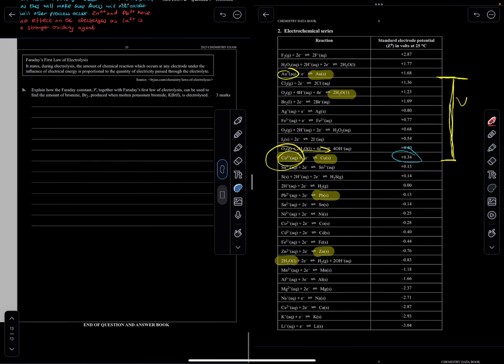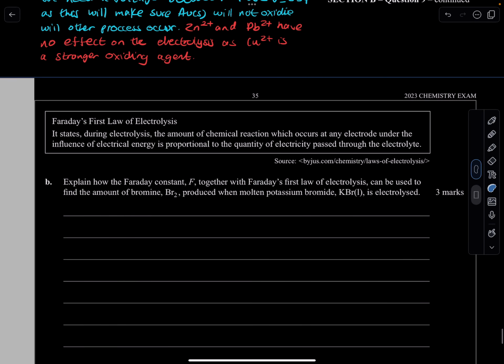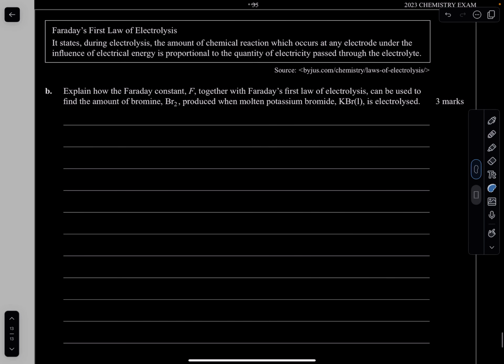Last question. Oh my god, 3 marks. Okay, let's just smash through this question. Faraday's first law of electrolysis states that during electrolysis, the amount of chemical reaction which occurs at any electrode under the influence of electrical energy is proportional to the quantity of electricity passed through the electrolyte.